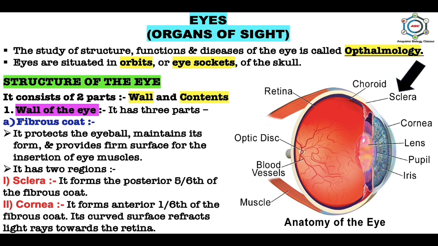In the picture you can see this is the sclera. It forms the posterior 5/6 of the fibrous coat, and it is whitish tough layer with tissue connected together. The function of sclera is to protect and maintain the shape of an eyeball. Second is cornea. This is the cornea. It forms anterior 1/6 of the fibrous coat. Its curved surface refracts light rays towards the retina, and it serves as a cover to the eye against anything which can cause harm to the eye.